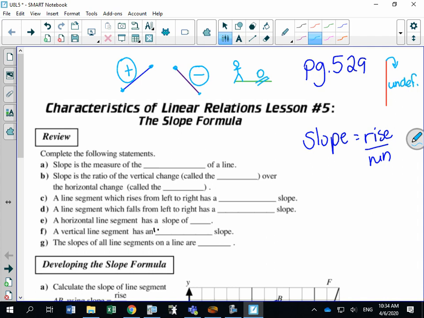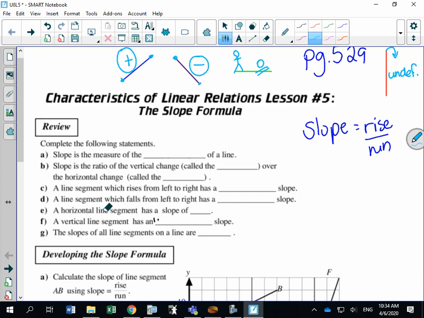Just to go through a couple of statements here, it says slope is the measure of the steepness of a line. Slope is a ratio. And we could always write our slope as a fraction because we know that slope is rise over run, right? So slope is a ratio of the vertical change, so vertical is your rise, over the horizontal change, which is your run. So slope is rise over run.